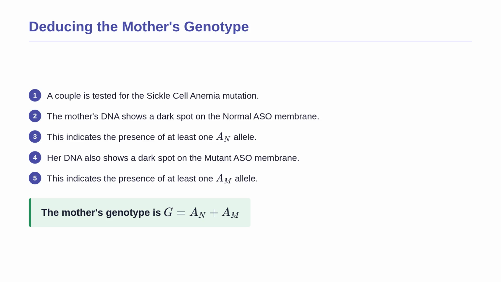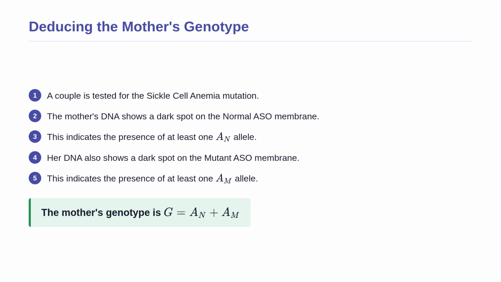Let us apply this genotype formula to a real-world diagnostic example. A couple is expecting a child and wants to know if they are carriers of the sickle cell anemia mutation. The doctor spots their DNA on 2 separate membranes, one probed with a normal ASO and the other with a mutant ASO. We observe that the mother's DNA shows a dark spot on both membranes.